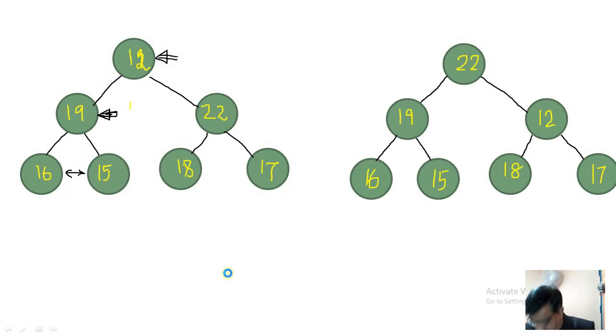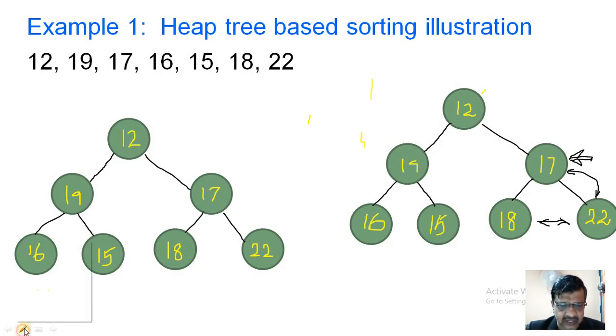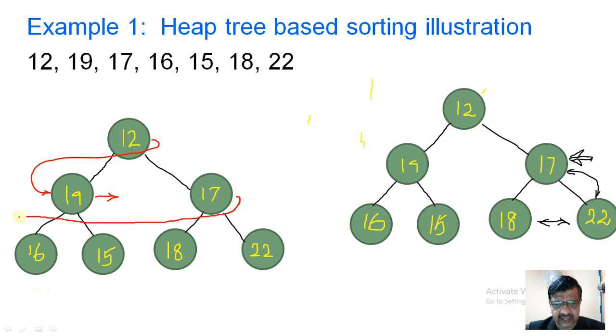12 will occupy the root. It should be placed in the root necessarily. Then 19 is to be represented. It should literally come like this. It is the left child, next sibling representation. Now we should go towards this direction. 17 is to be represented. Then once again, it should be coming like this in a clockwise helical fashion. 16 is to be represented over here. So 15, 18, and 22. Okay, this is the representation.